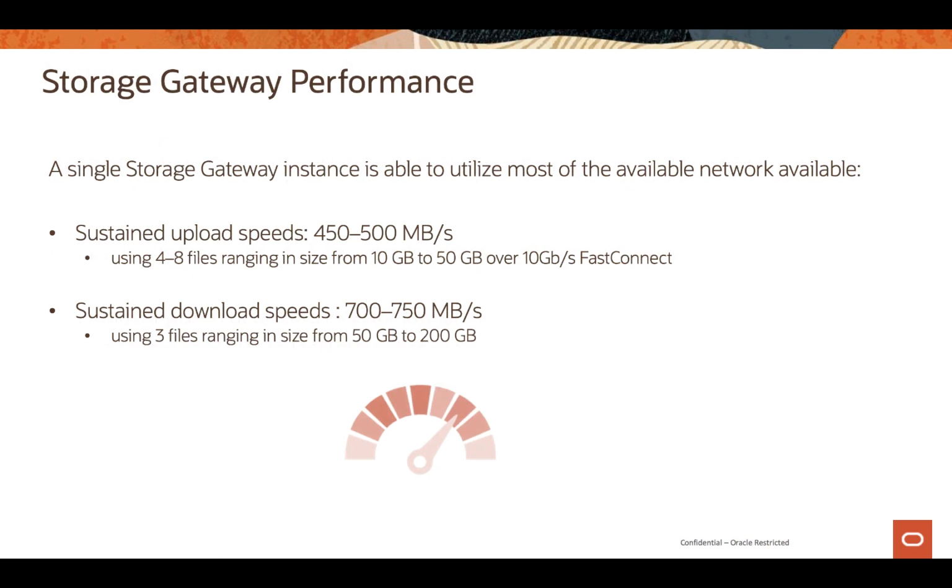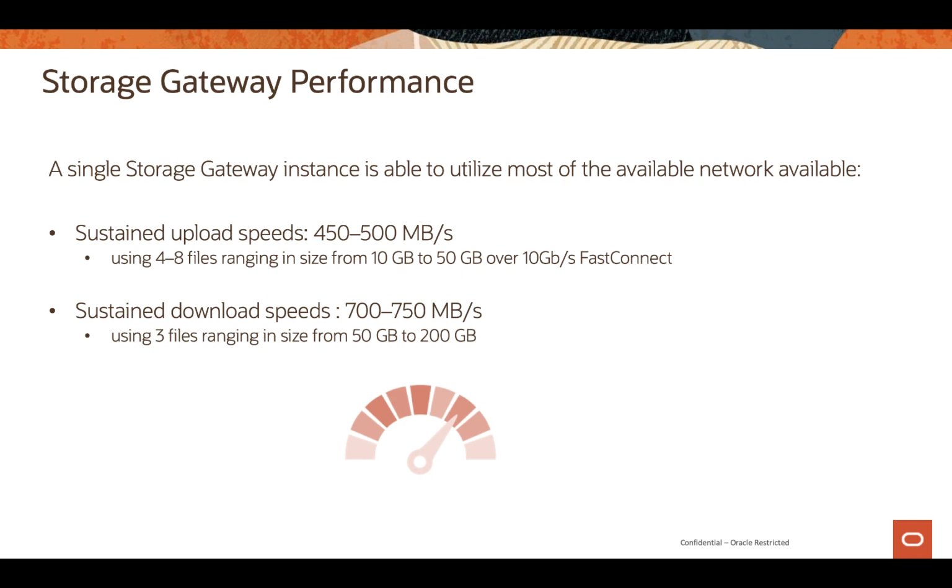For Storage Gateway performance, that's one thing you need to understand. Storage Gateway is going to use your internet connectivity, right? It depends on your bandwidth, which can sustain some of the upload and download speeds. As you can see on this slide, we have 10 gigabits per second on FastConnect, and if you have files that range from 10 gigabytes to 50 gigabytes, the upload speed is going to be from 450 to 500 megabytes per second, and download is going to be 700 to 750 megabytes per second.